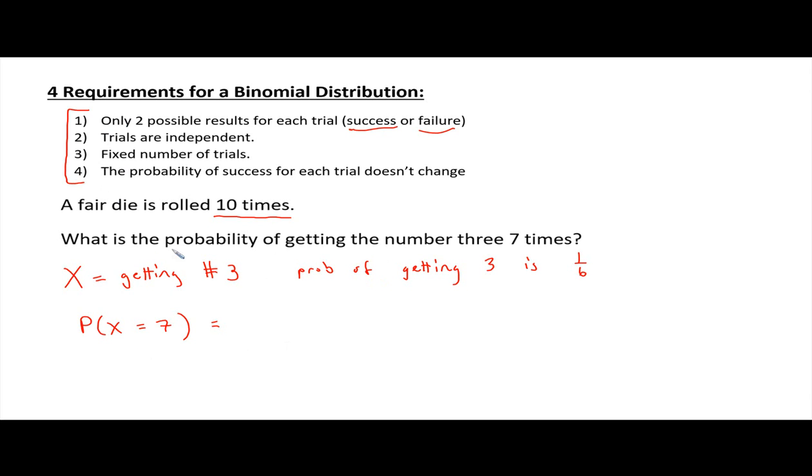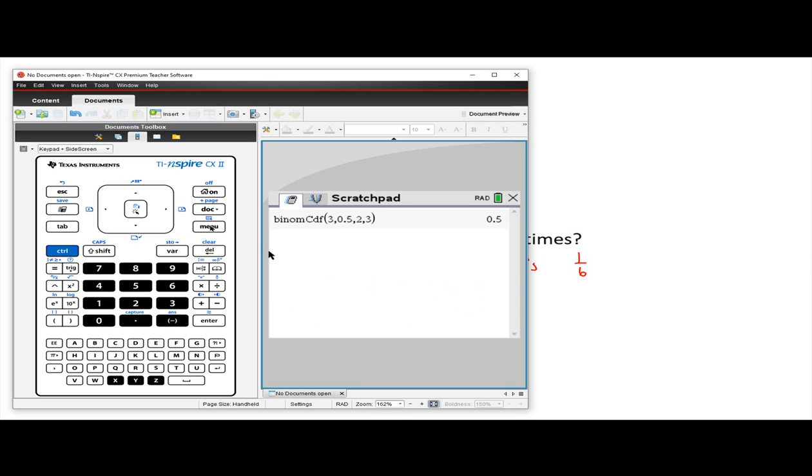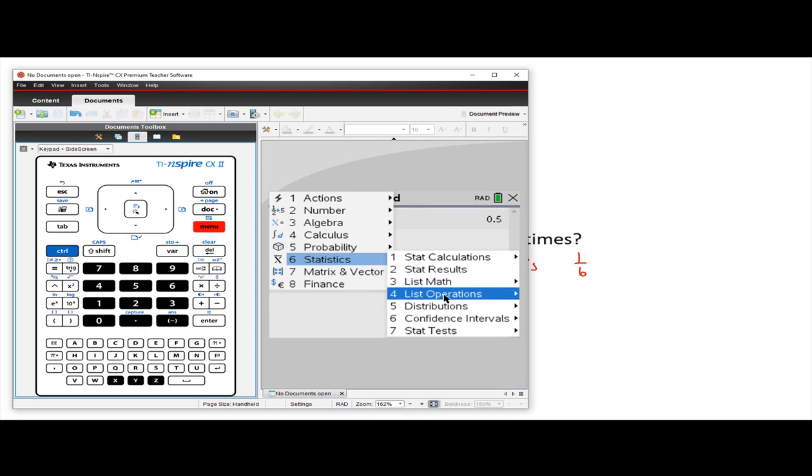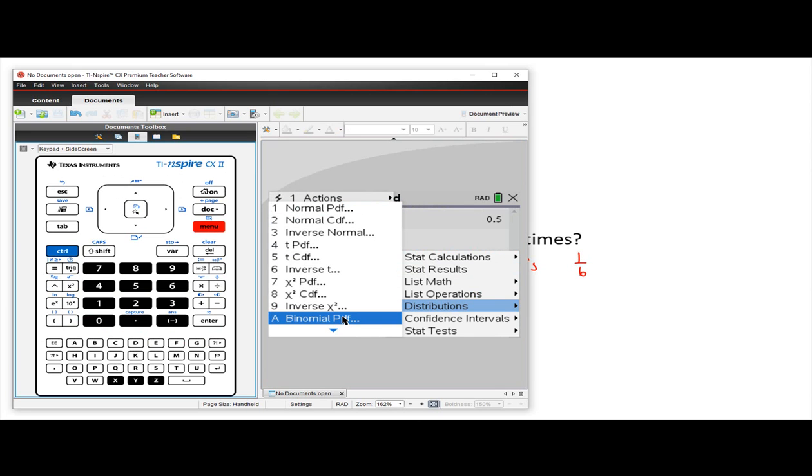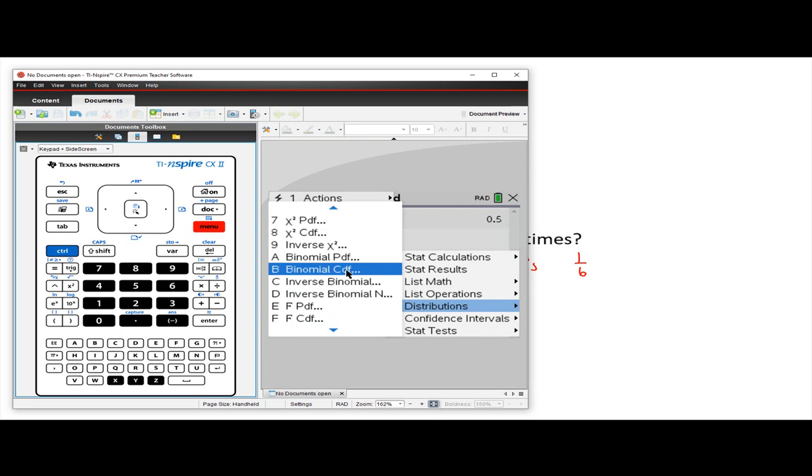So we're trying to find out the probability of getting the number 3 seven times. We've defined it: X is getting the number 3. We want to know when it will equal 7. Once you have this, you just put all the information into the calculator. In this case, we go to menu, statistics, distributions, binomial PDF. When X is equal to a value, we use binomial PDF, not CDF. Binomial CDF is for when you have inequalities, when X is greater than or less than some value. Whenever X is equal, we always use binomial PDF.